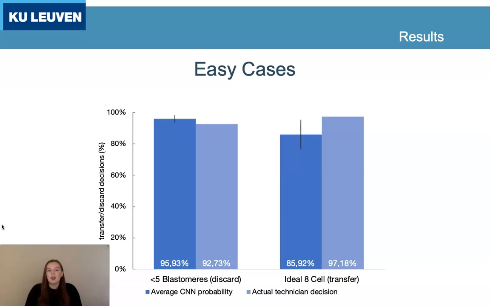Next, we wanted to see whether our network performed better on easy cases, because some previous studies on automating embryo classification report their performance based on low quality or high quality embryos, and they exclude fair quality embryos. So we wanted to see how well our network performed on obvious discard cases or obvious transfer cases. And in this graph, you can see in light blue that the embryologist makes the obvious decision over 90% of the time, whereas our neural network makes the obvious decision 95% of the time for really low quality embryos and 85% of the time for really high quality embryos.